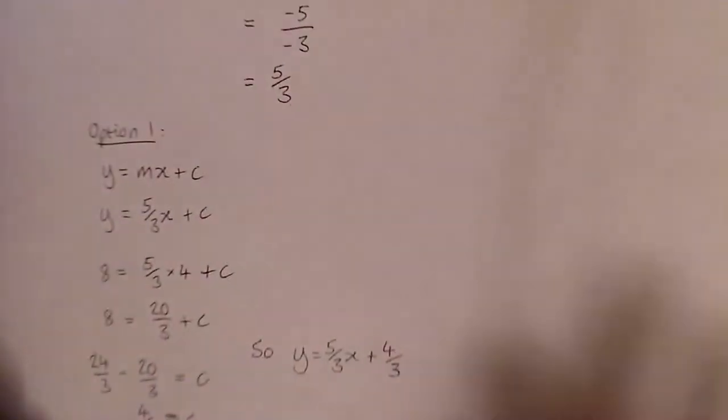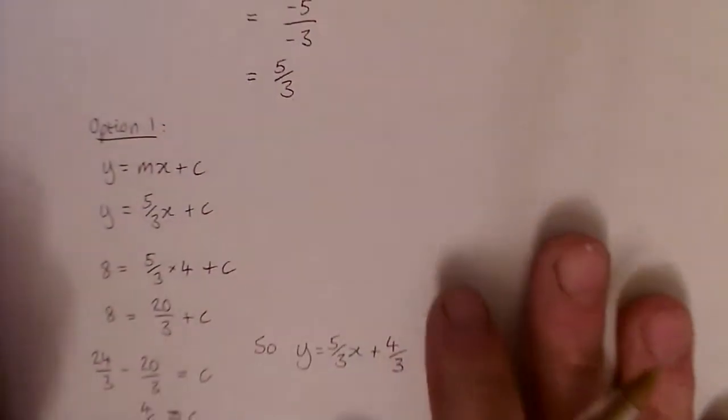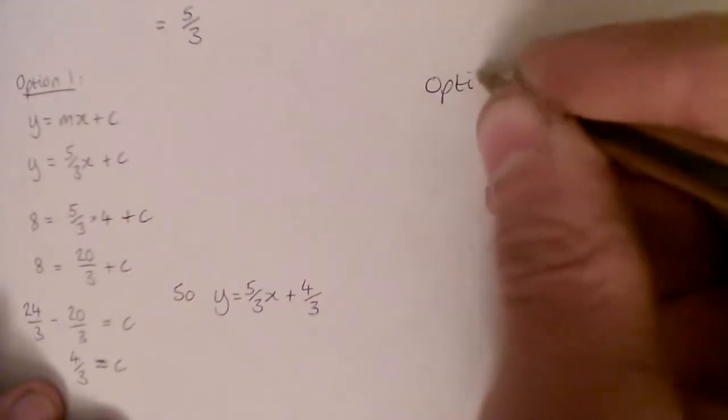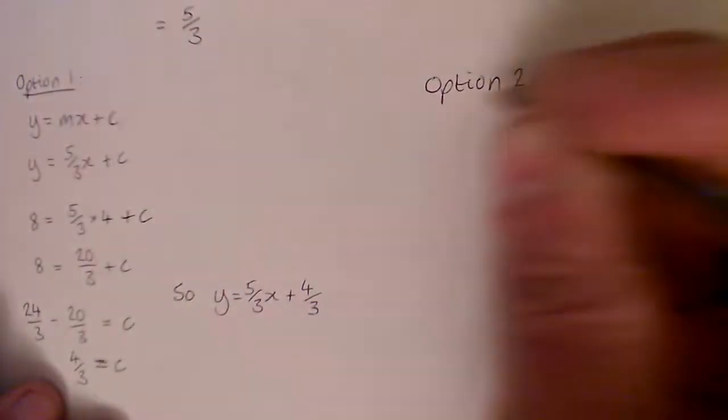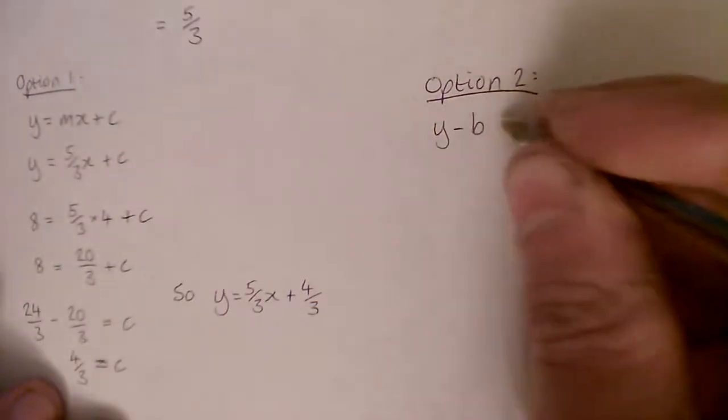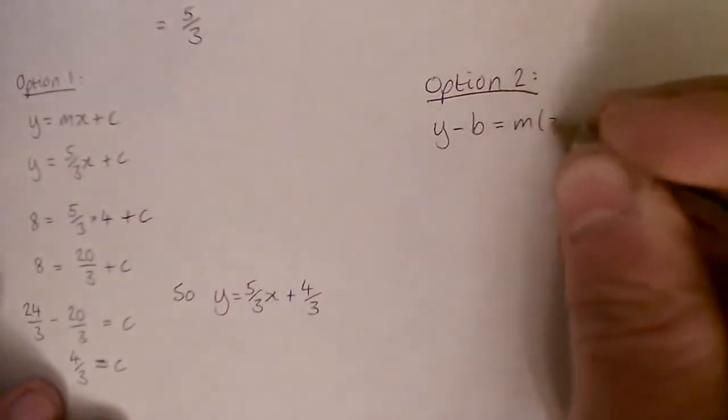Slightly more awkward numbers this time, but as you move beyond kind of Nat 5 line equations, it's not rare to get some awkward numbers turning up. So don't be surprised if you get some fractions in there, some less nice things to work with. Option 2, we write down y minus b equals m times x minus a.